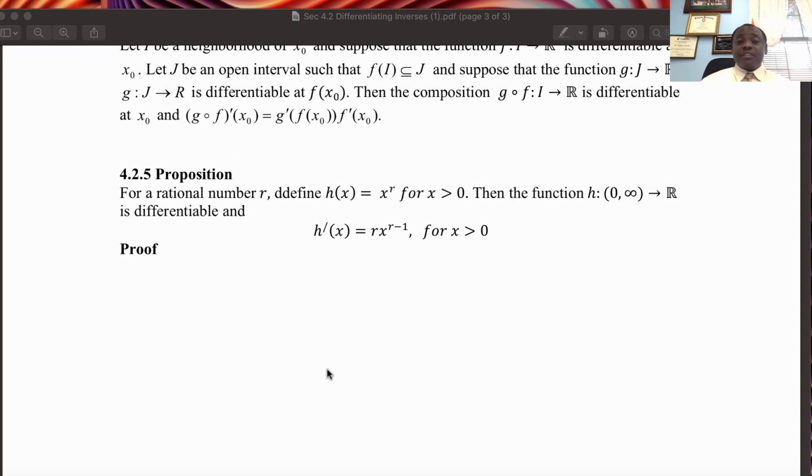Actually, the proof is found in the text Advanced Calculus by Patrick M. Fitzpatrick, and you can look at it. It's a very easy, straightforward proof, very close to what we did in 4.2.3. And this brings us to the end of section 4.2, differentiating inverses and compositions.